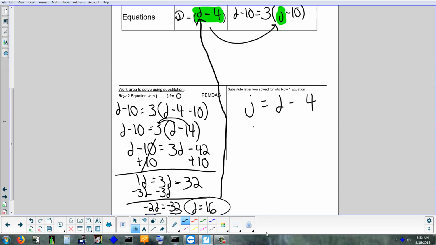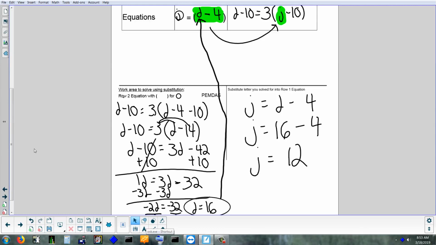Ellie just said, substitute the letter you solve for. We just solved for D. D is 16. So instead of D, I'm going to write 16 minus 4. It's always going to work out this way because this variable is always going to be by itself. Then you can just do the arithmetic on the right hand side. J equals 16 minus 4 is what, guys? 12.